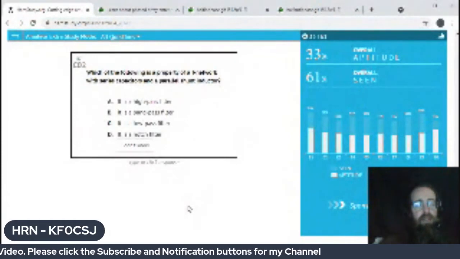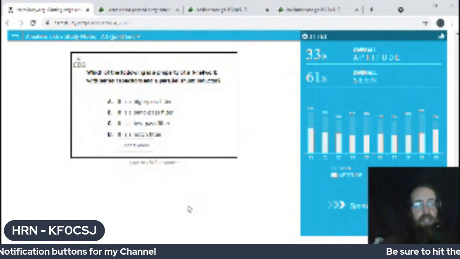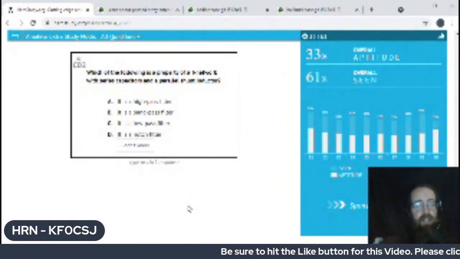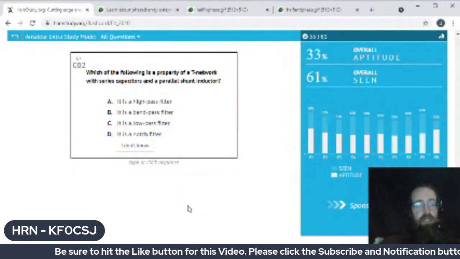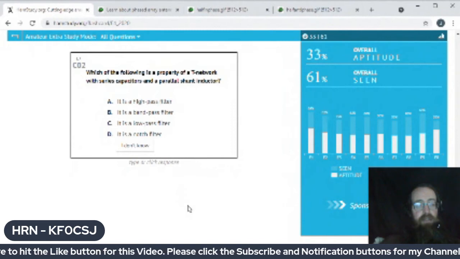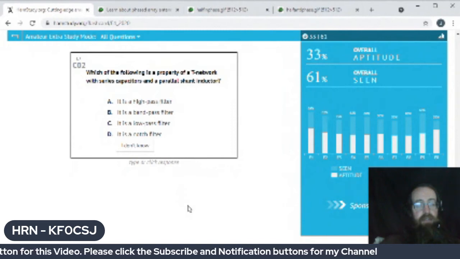Which of the following is a property of a T network with series capacitors and a parallel shunt inductor? A, a high pass filter. B, a band pass filter. C, a low pass filter. D, a notch filter.